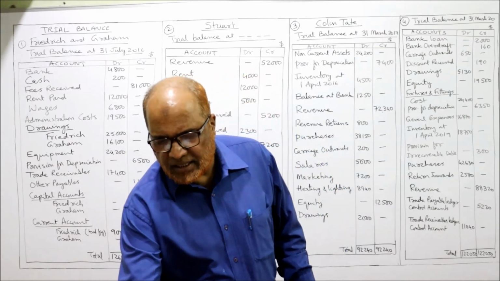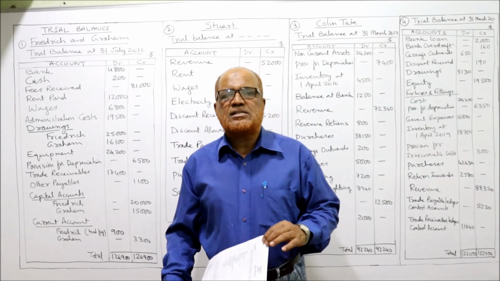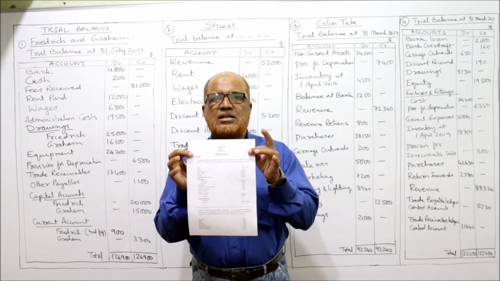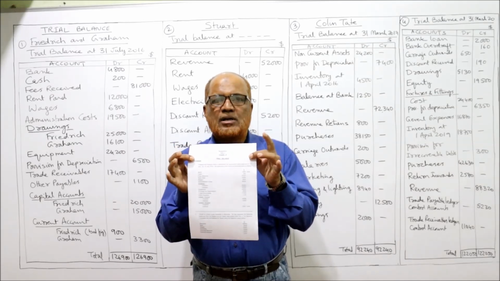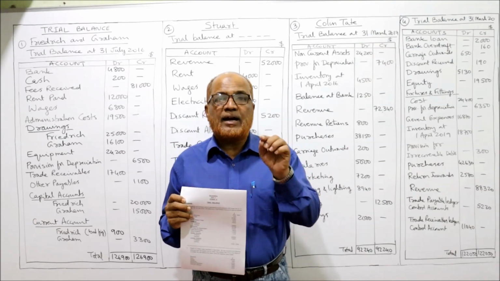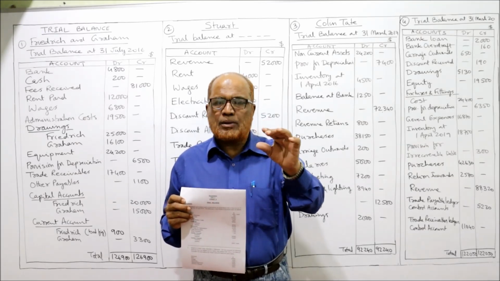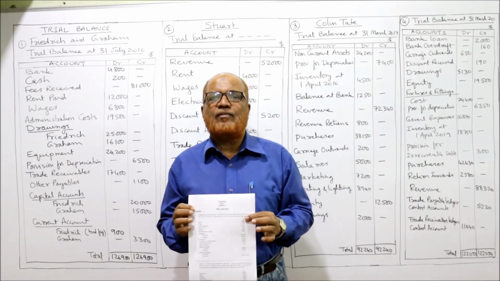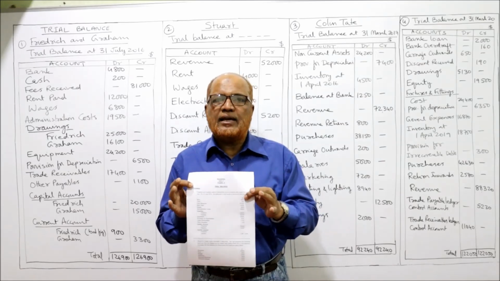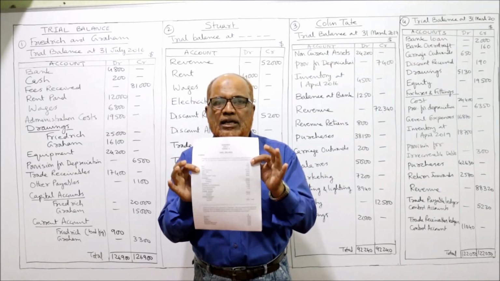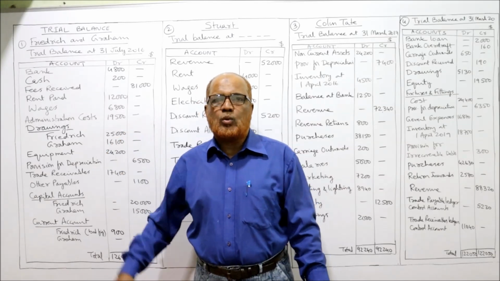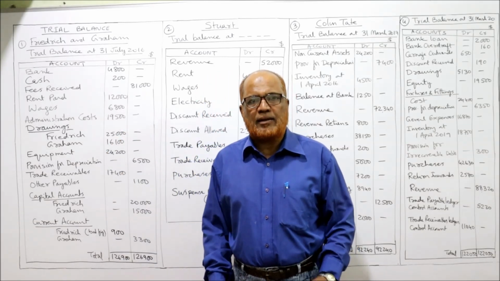So before starting the problems on trial balance, I expect my viewers to have a printout of the problems which I have given in the link under my description. Below the video you will get the description. In the last line of the description you will find the link there. Open the link, get a printout, a hard copy, and keep it ready before you start watching these problems on trial balance.